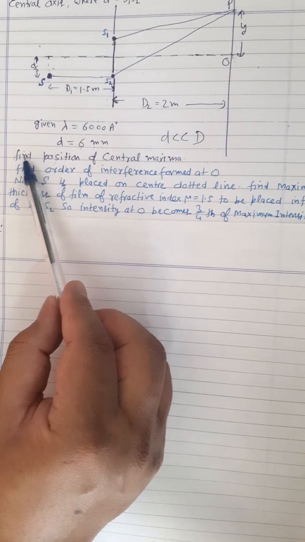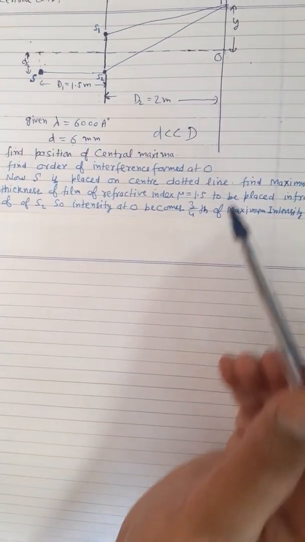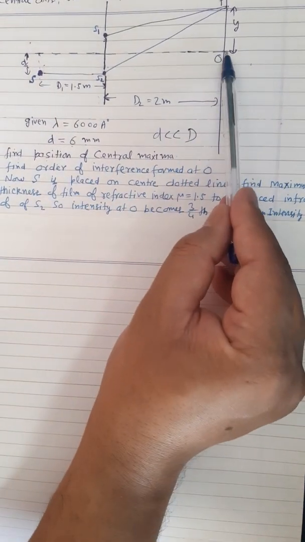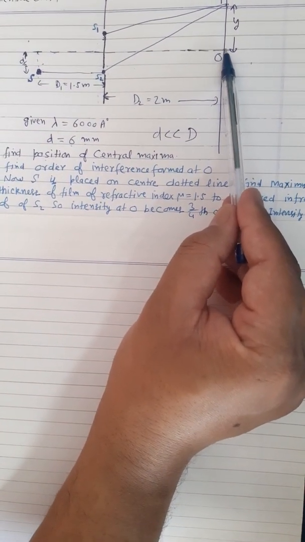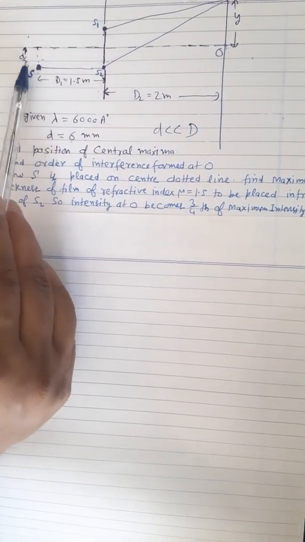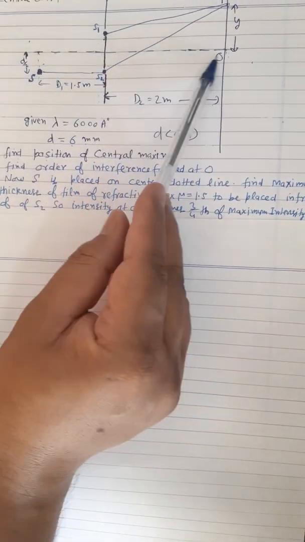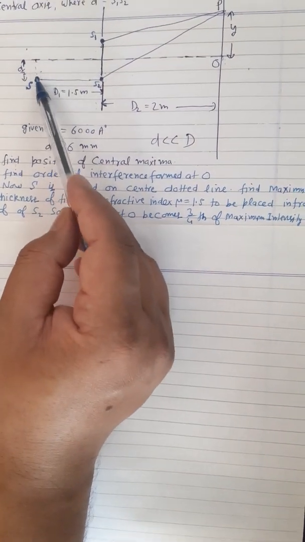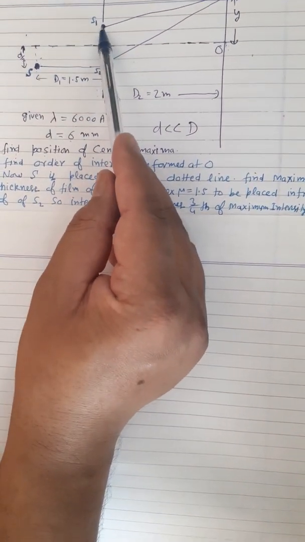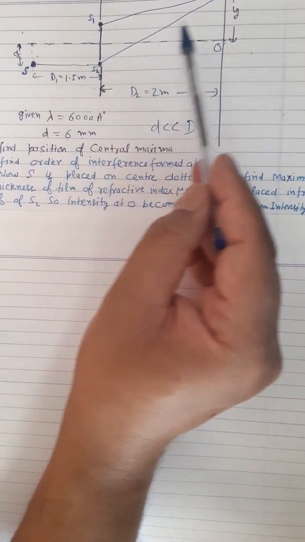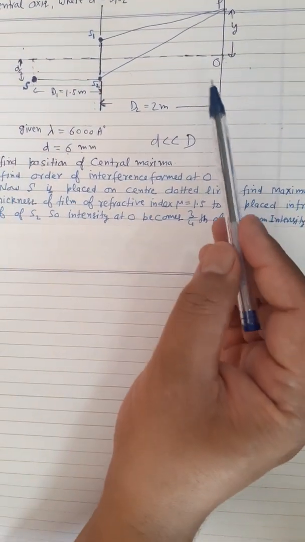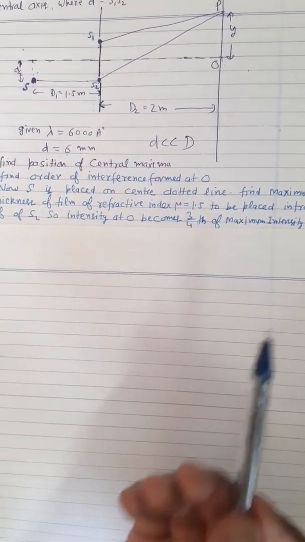So the first question they have asked: find the position of central maximum. See here, if source S is at the central line, then O would be the position of central maximum, but the position of S is not on the central line. It will be below, d by 2 from the central position. So what will be the path difference of the light from S, passing through S1 and S2, reaching any point on the screen? If that path difference is 0, that will be the position of central maximum.